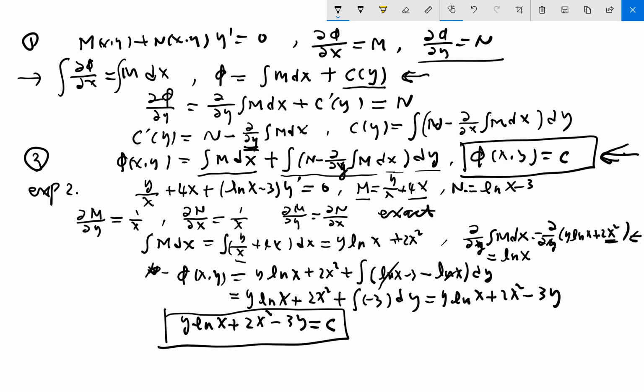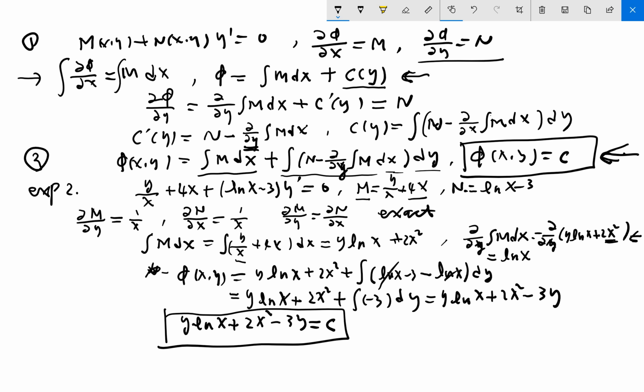Now let's summarize this. If I give you an equation like example 2, I give you an exact equation, what do you need to do? Write this equation in the form of equation 1. Identify the right M and the right N. Then find the partial of M with respect to y. Find the partial of N with respect to x. See if they are equal. If they are equal, that means it is exact.